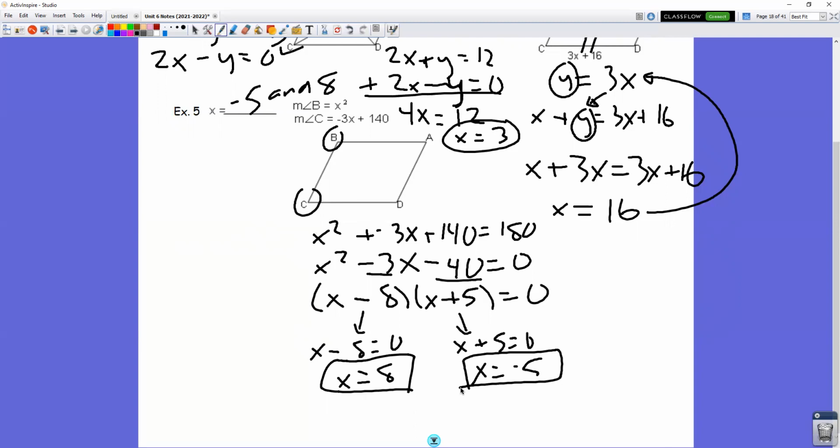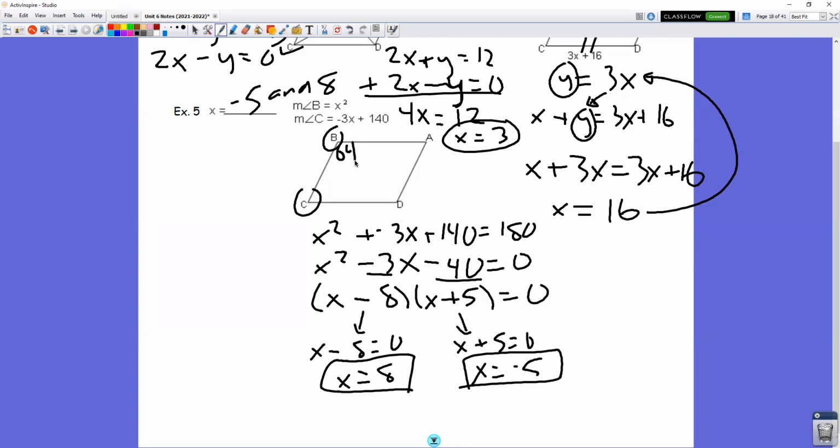Now, angle B is x squared. So if I plug in an 8 for angle B, 8 squared is 64. And you ask yourself, okay, does 64 make physical sense? Is it reasonable? What you're looking for are positive angles that make reasonable sense. If it's like a billion, okay, that's too big. That 64 is reasonable. All right, so that's a good answer.